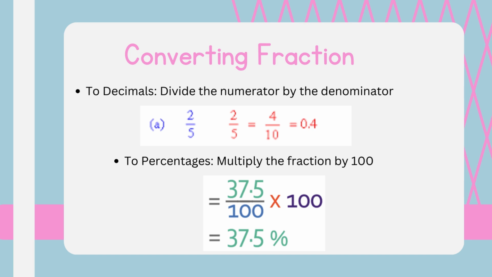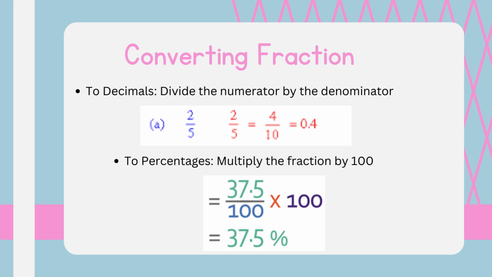Next we have converting fractions. To convert fractions to decimals, we divide the numerator by the denominator. For example, 2/5, if you divide 2 by 5, that is 0.4. To do this, in the next video I'll teach about division.